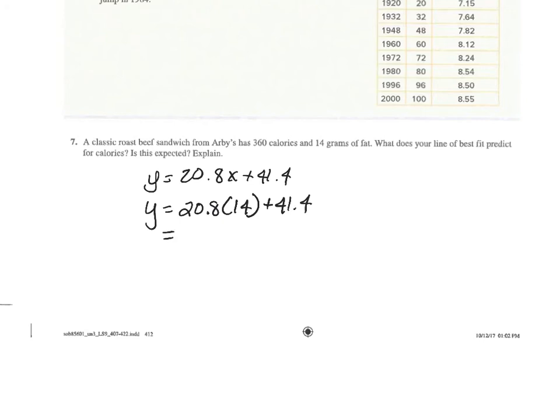And we're getting 332.6 calories. Okay, and this is reasonable because in general roast beef would be leaner. It has less fat than fast food ground beef, so we're not shocked that it's a little bit under.